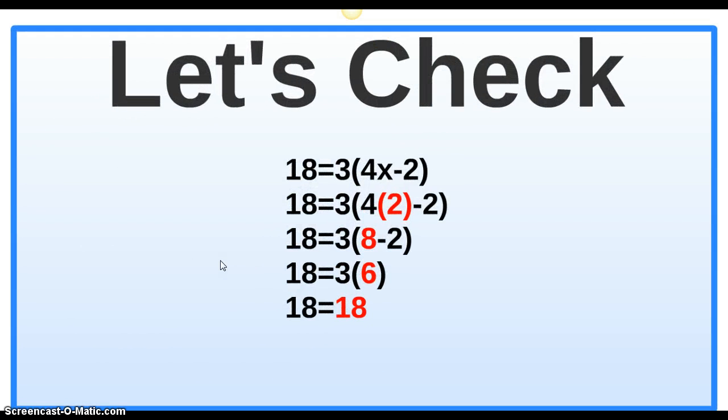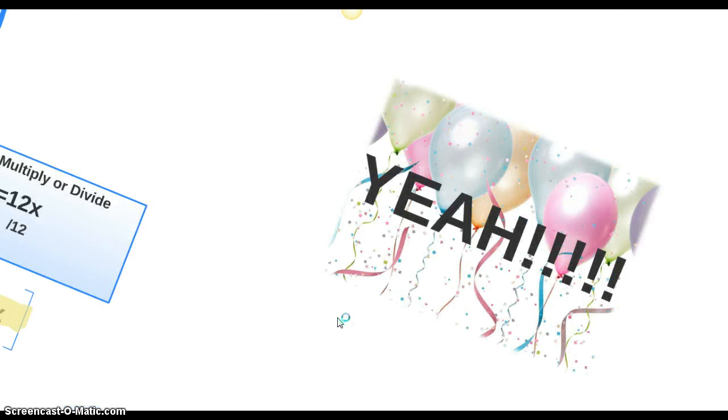Okay, so we started with the 18 equals 3 times (4x minus 2). And we said the x is 2, so we're going to plug 2 in. So we're going to do 4 times 2, which is 8. So on this line we have 18 equals 3 times (8 minus 2). 8 minus 2 is 6. And 3 times 6 is 18. Therefore 18 equals 18, which means we got it correct. So yay! We did a great job.